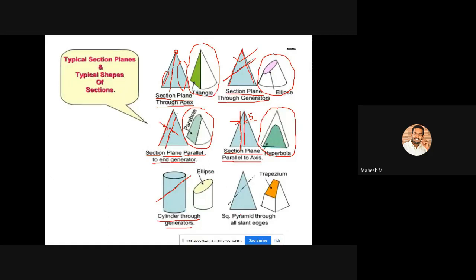Okay, so the sixth condition is the square pyramid. Here the sectional plane passes through all slant edges. That means we are having 4 slant edges for a square pyramid. So the sectional plane should touch, that means pass through, all the slant edges. You have to create your sectional plane like this, then only it will cut all these slant edges like this. So here we are having 4 corners, right? That means it cuts all these slant edges. Okay, so these are all the 6 major conditions, and we will continue with our problem.